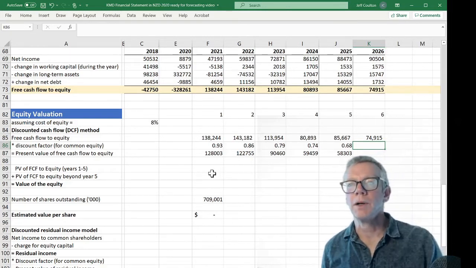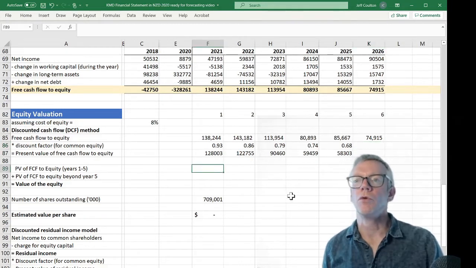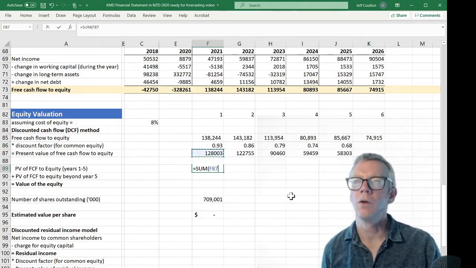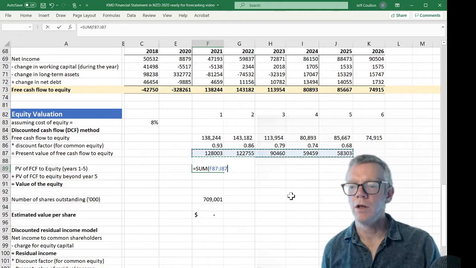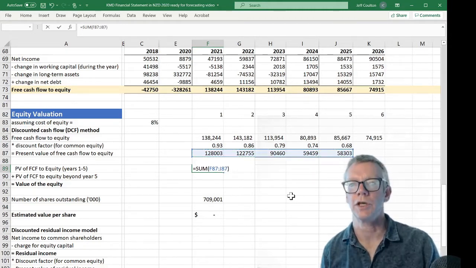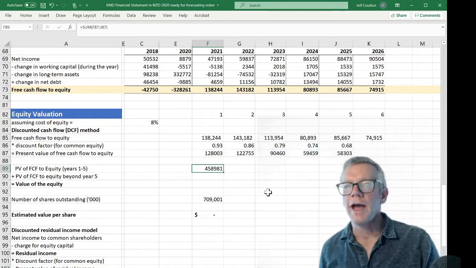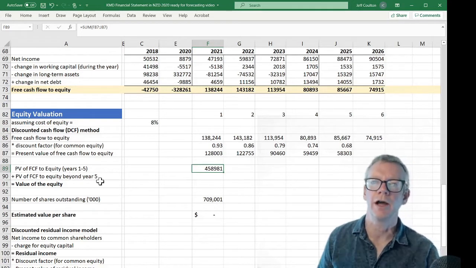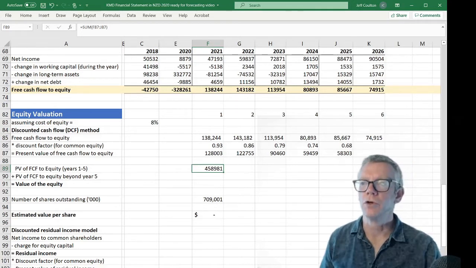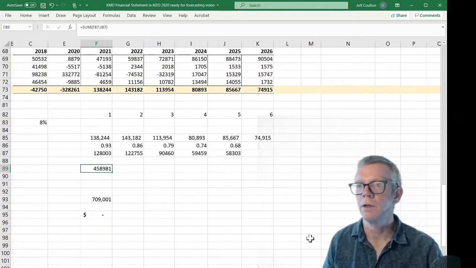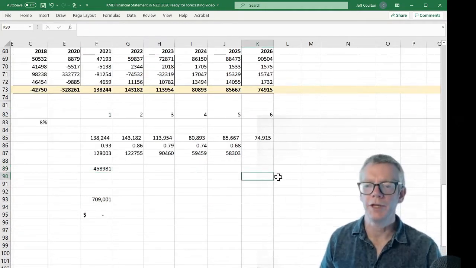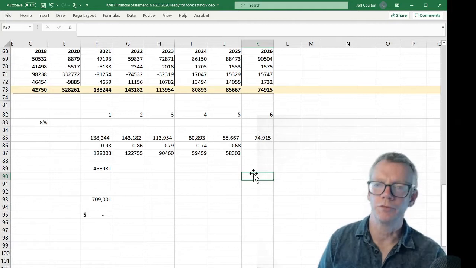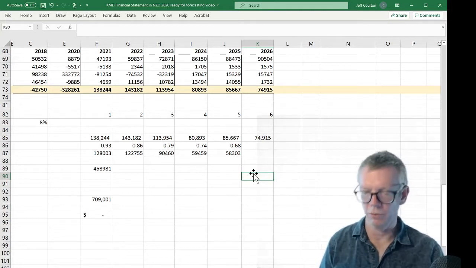So first up, I'm going to take the sum of those present values that I've just calculated. So I'll add up those 5 present values. To that, I then need the present value of all free cash flow that occurs beyond year 5. Let's do that in 2 steps. First, I'm going to work out what the value of the free cash flows beyond year 5 would be expressed in future dollars. So I'm not going to discount that back to dollars today.